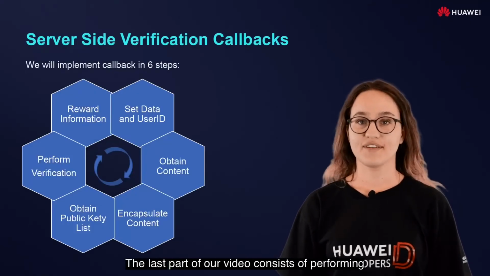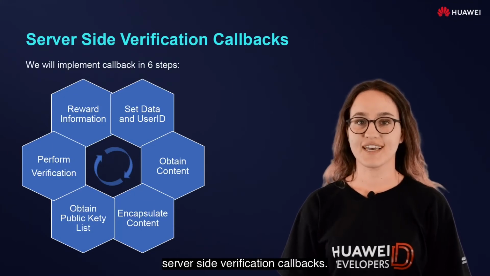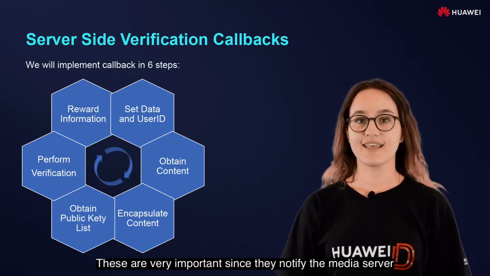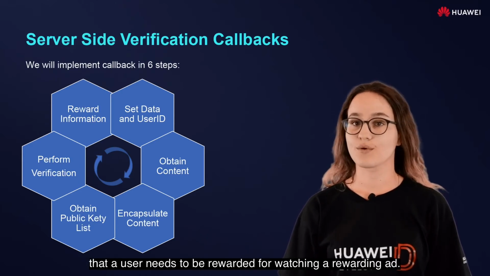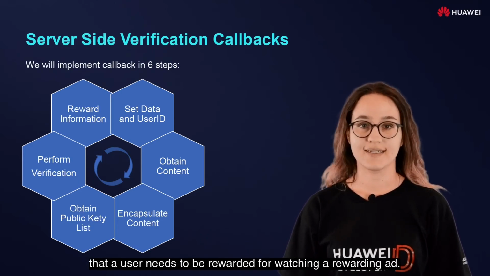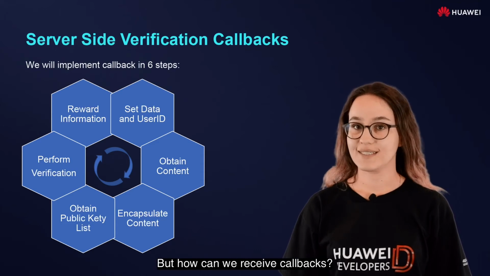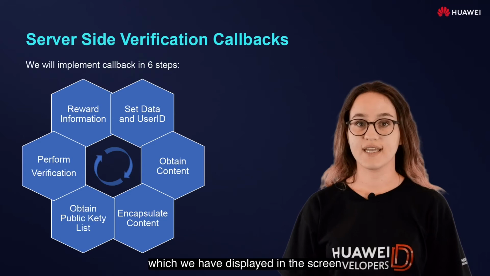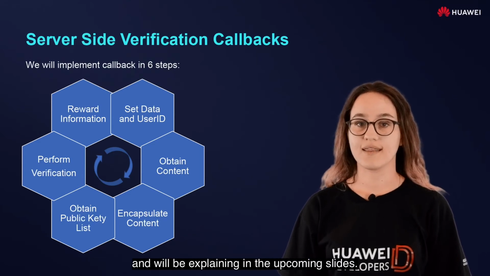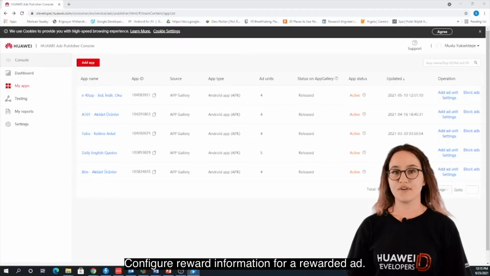The last part of our video consists of performing server-side verification callbacks. These are very important since they notify the media server that a user needs to be rewarded for watching a rewarded ad. But how can we receive callbacks? This process can be done in 6 easy steps, which we have displayed on the screen and will be explaining in the upcoming slides. Configure reward information for a rewarded ad.